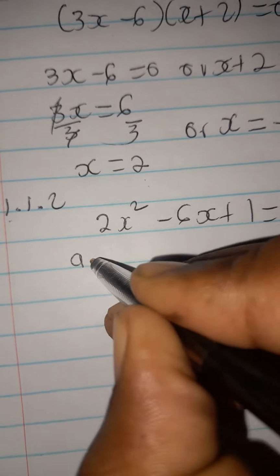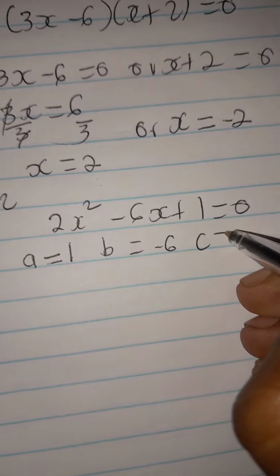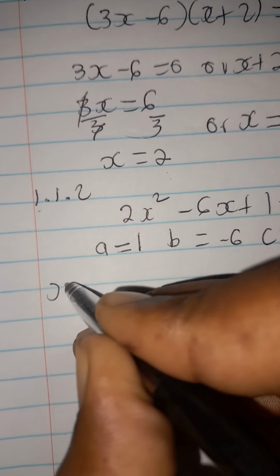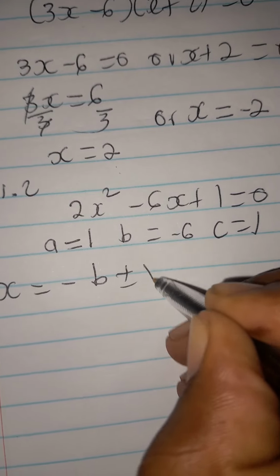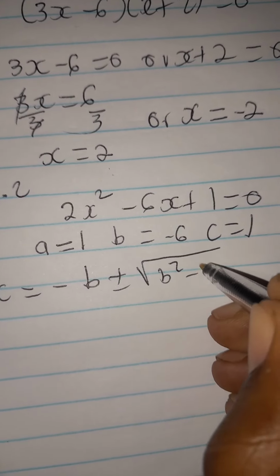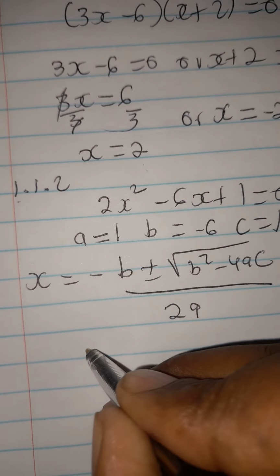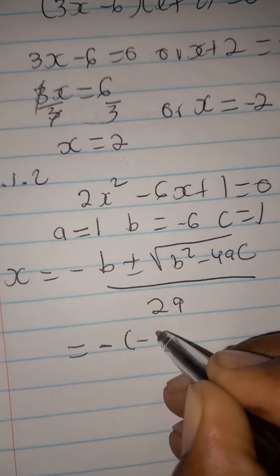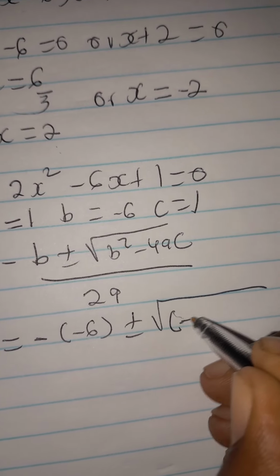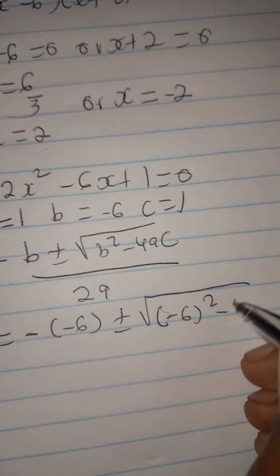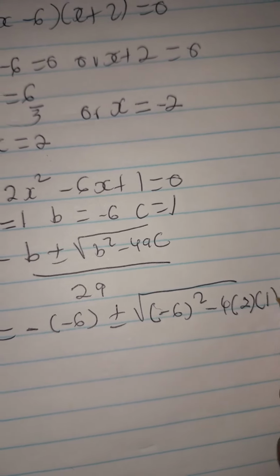Remember that it's 2x² - 6x + 1 = 0. So this is a quadratic equation. A is 2, B is negative 6, and C is equal to 1. Then we can use the quadratic formula: x = (-b ± √(b² - 4ac)) / 2a. Where there is b, we shall put negative 6. Where there's a, we shall place 2. Where there's c, we shall place 1.